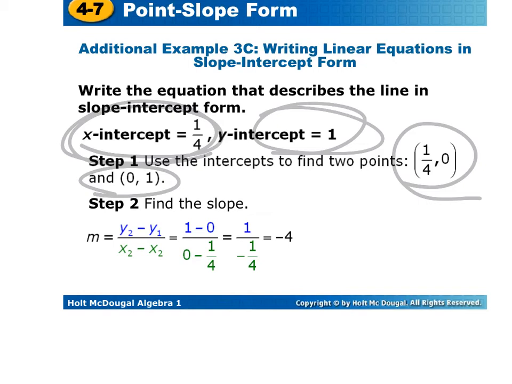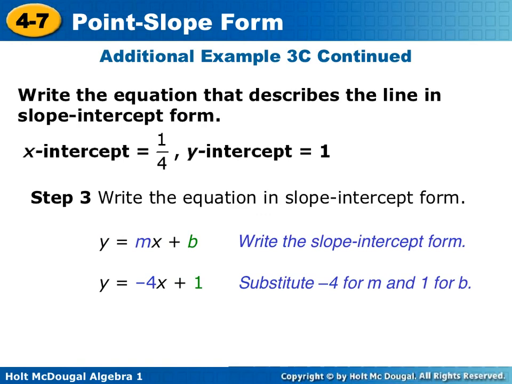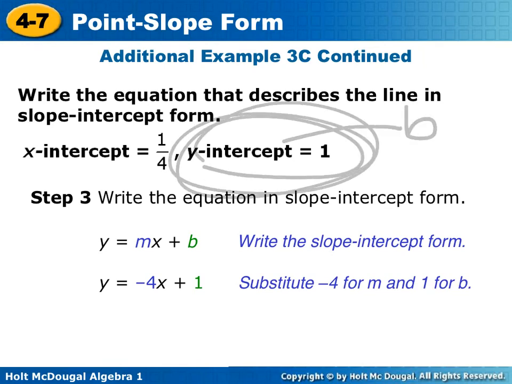To find the slope, you'll plug it into the formula. y2 minus y1 over x2 minus x1. Oh, look, there's a typo there. This should be a 1. And then you would subtract and simplify. Once you get the slope, then you can put it back into slope-intercept form. Again, remember the y-intercept is the b in this equation.